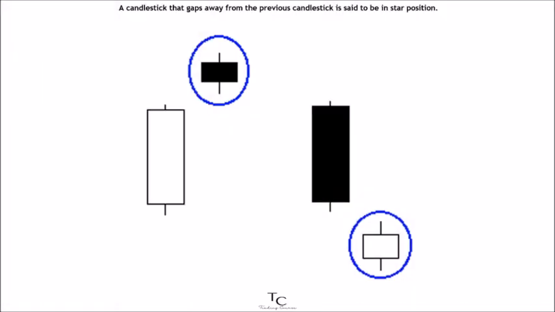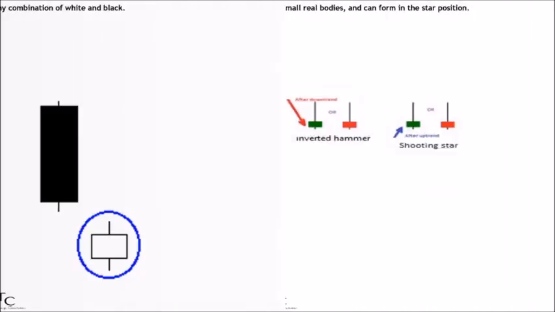Star position. A candlestick that gaps away from the previous candlestick is said to be in star position. The first candlestick usually has a large real body, but not always. And the second candlestick in star position has a small real body. Depending on the previous candlestick, the star position candlestick gaps up or down and appears isolated from previous price action. The two candlesticks can be any combination of white and black.